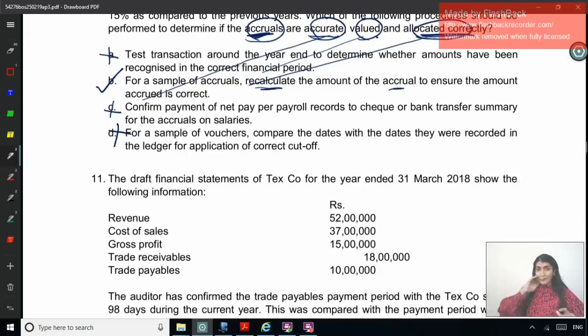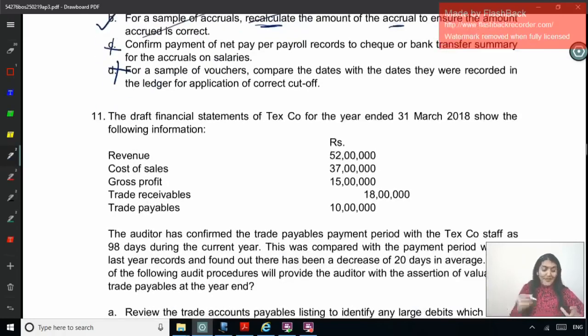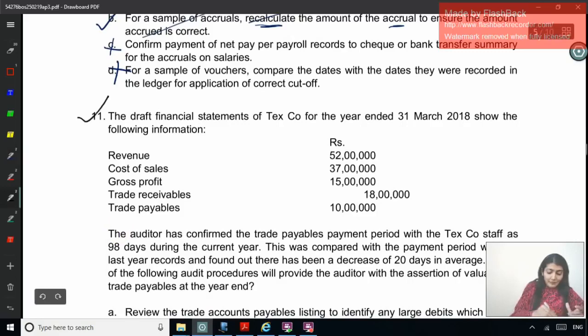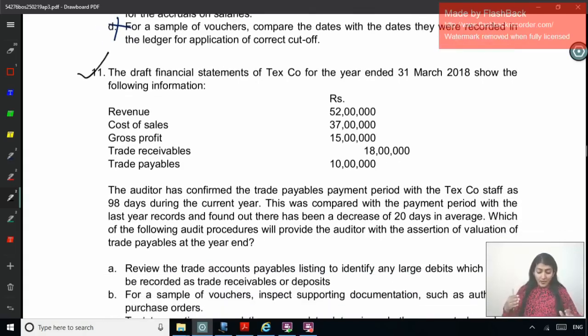Okay. Right. So we've come halfway through. 10 completed. More 10 to go. Question number 11. The draft financial statements of tax company for 2018 show the following information: revenue, cost of sales, gross profit, trade receivable, trade payable. The auditor has confirmed the trade payable payment period with tax company staff as 98 days during the current year.